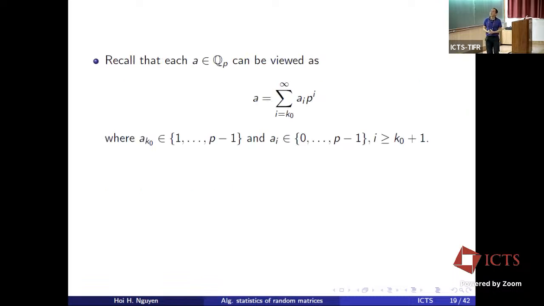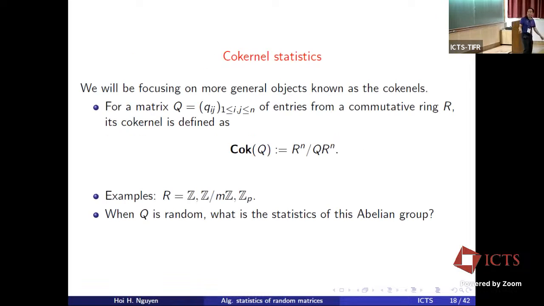So let's just recall a little bit about the lattice Z^n, and this is the sublattice given by the matrix Q, right? And then you quotient out, you get a group.